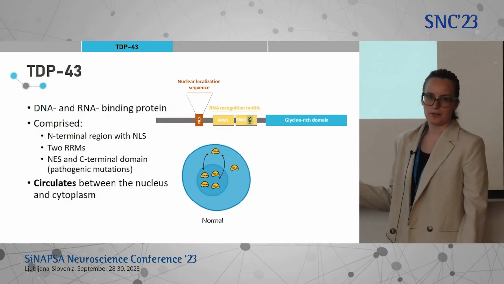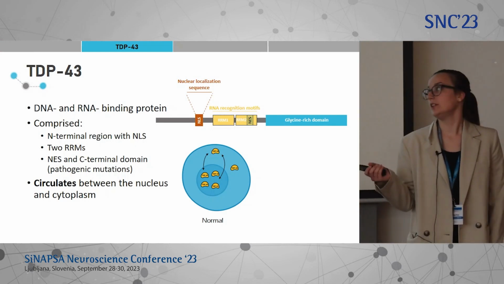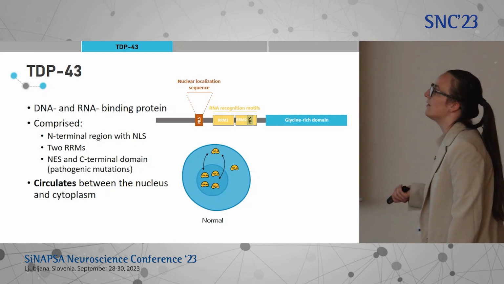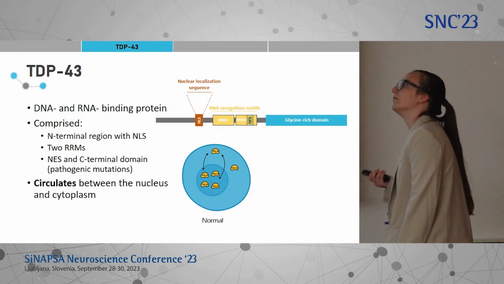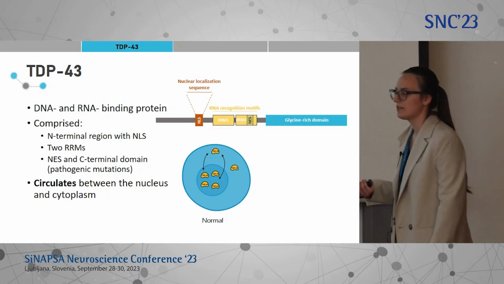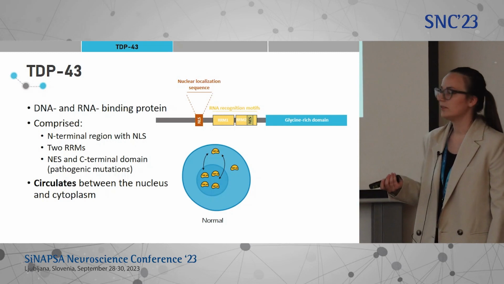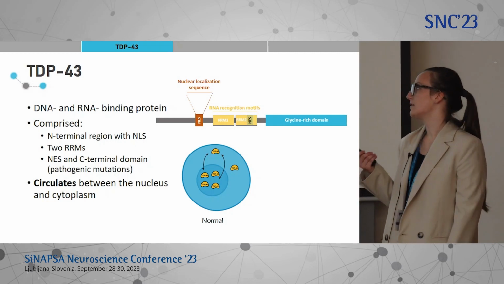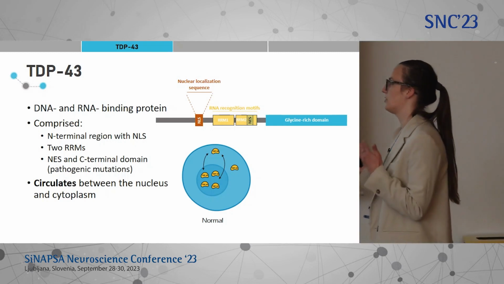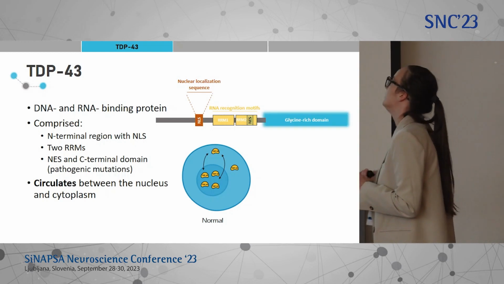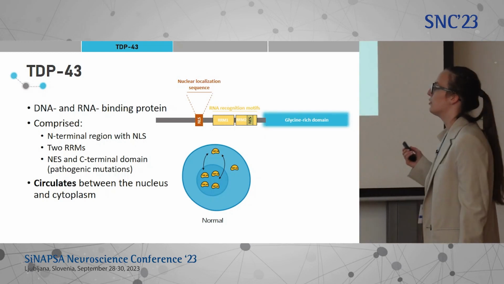Now let me tell you a story about this fallen angel. TDP-43 is a DNA and RNA binding protein comprised of an N-terminal region with a nuclear localization signal, RNA recognition motifs, a nuclear export signal, and a C-terminal domain. The pathogenic mutations are often found in this C-terminal glycine-rich domain.